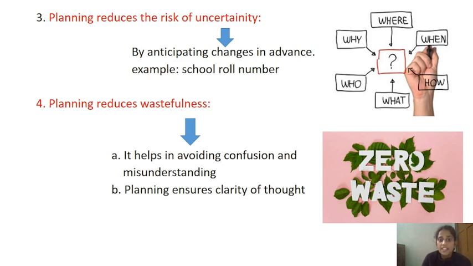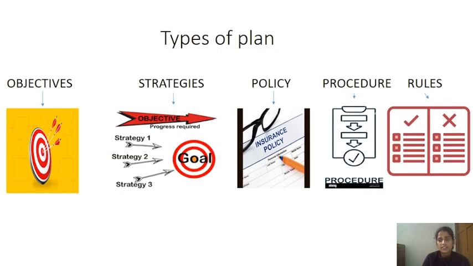Next, planning reduces wastefulness, as we are avoiding confusion and providing direction. Misunderstanding is already interpreted in planning. It ensures clarity of thought. There are types of planning. Just for example, objectives. Objectives are making the target before setting up the company.